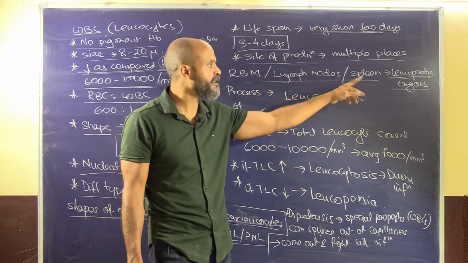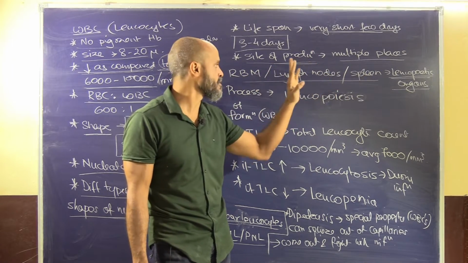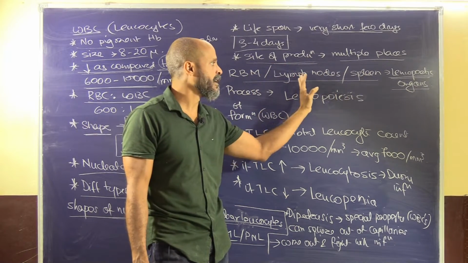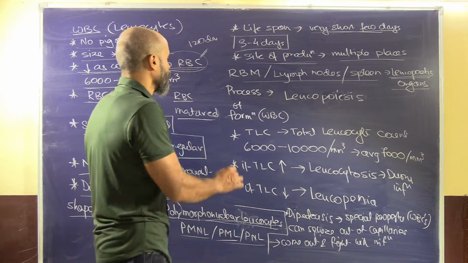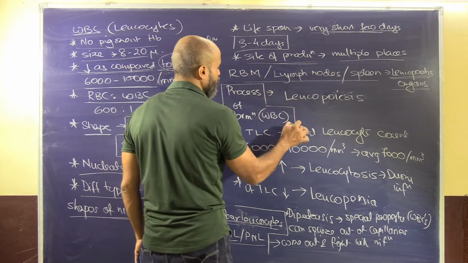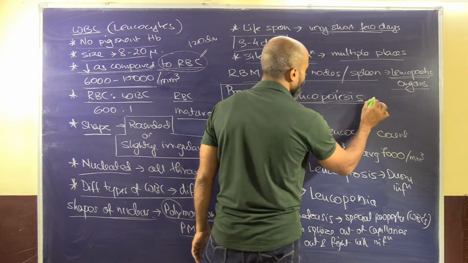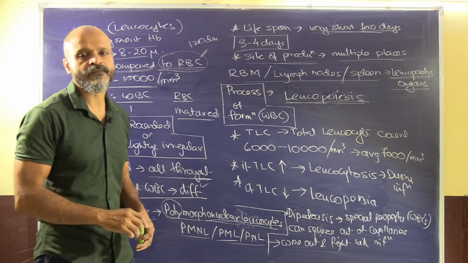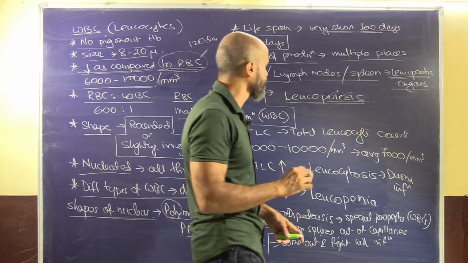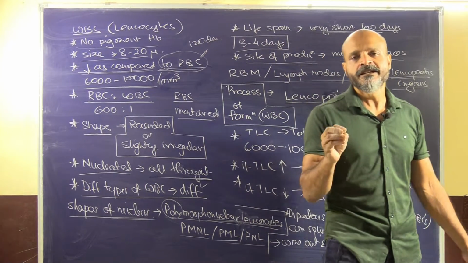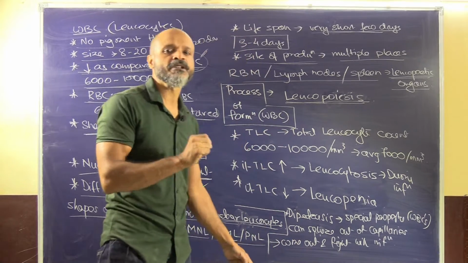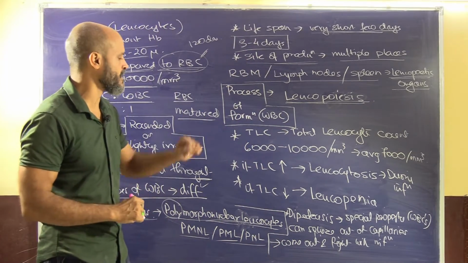So leukopoietic organs are organs which produce leukocytes. So red bone marrow, lymph nodes and spleen. The process of formation of WBCs is known as leukopoiesis. Just as we have the process of formation of RBCs as erythropoiesis, in the same way the process of formation of leukocytes is known as leukopoiesis.